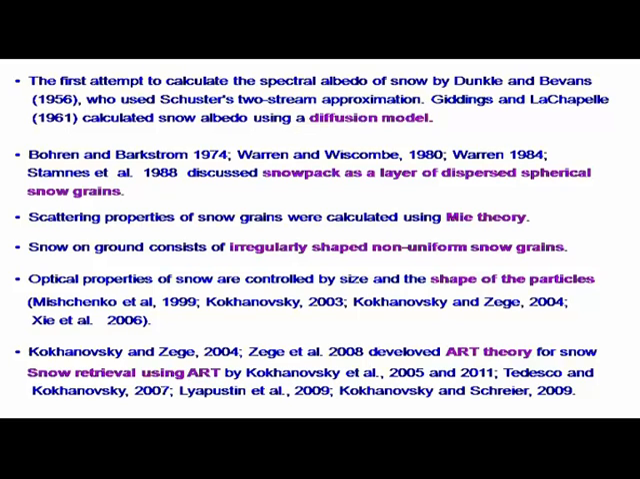Then Kokhanovsky and Zege developed a theory, the asymptotic radiative transfer theory, called ART theory. This theory was initially for clouds, where again there are small ice particles, and similarly the snowpack is also made up of ice particles. They applied the same theory and got very good estimation for the albedo and grain size. So I'll be talking about the application of this ART theory for snow retrieval.